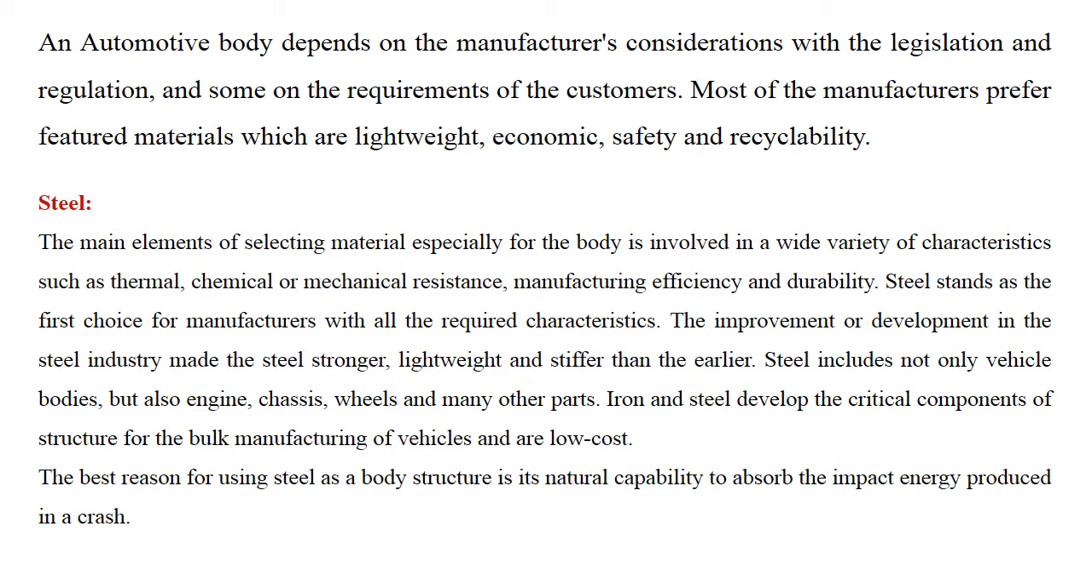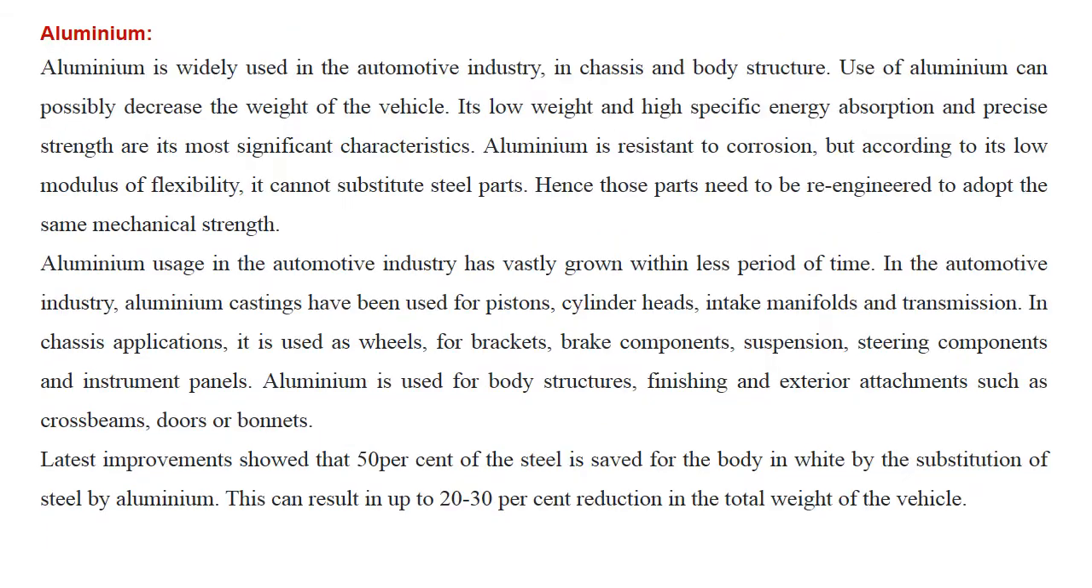The development in the steel industry has made steel stronger, lightweight, and stiffer than earlier. Steel is used not only in vehicle bodies but also in the engine, chassis, wheels, and many other parts. Iron and steel develop the critical components of the structure for the bulk manufacturing of vehicles and are low cost. The best reason for using steel as a body structure is its natural capability to absorb the impact energy produced in a crash, and in that way it provides safety for the occupants and the drivers. So steel is a main element in all types of vehicles.